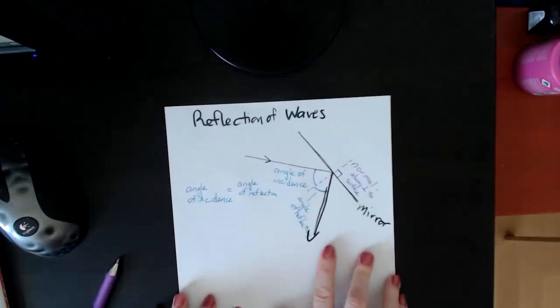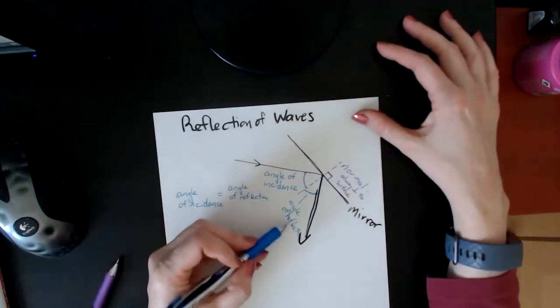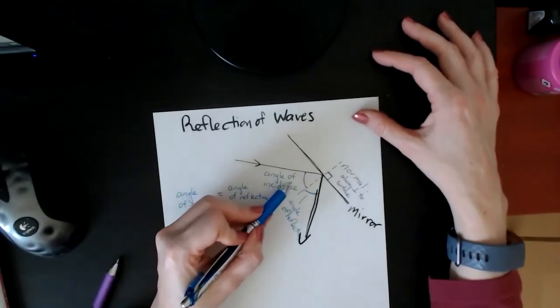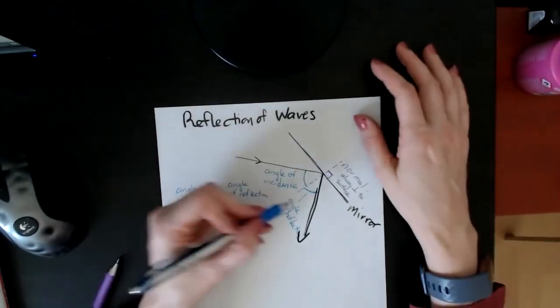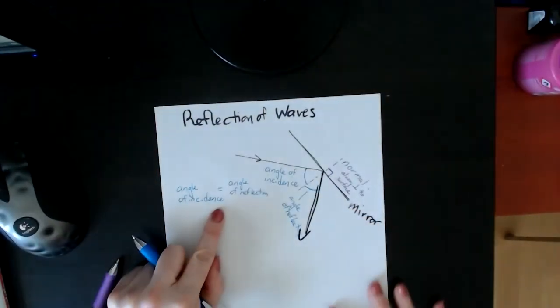Oh, and I've got things all strange. Speaking of angles, strange angles here. So this is your angle of reflection and the angle of incidence. And for reflection, they are always the same. That's it. That's your rule.